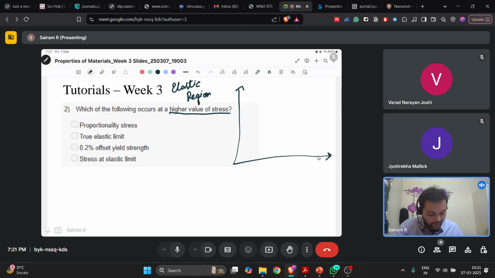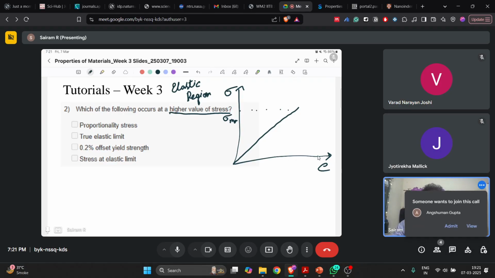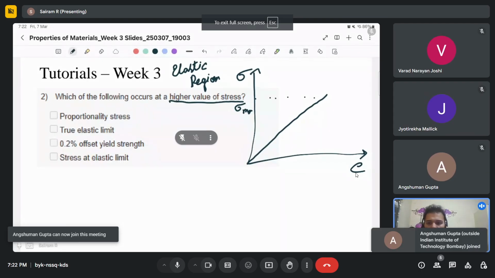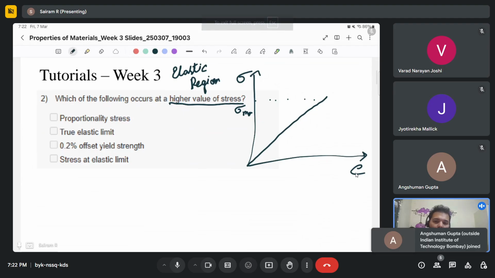In the elastic region, we are going to have a linear relation when we plot stress versus strain. Let's say this is sigma max for this region for this material, and throughout the entire region, you are going to have the proportionality limit, and the true elastic limit and engineering elastic limit would ideally be very similar. And what happens at the highest value of stress?